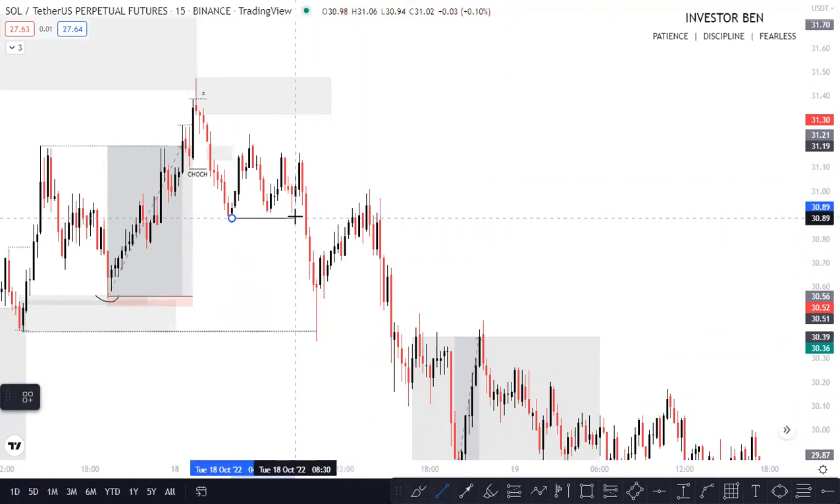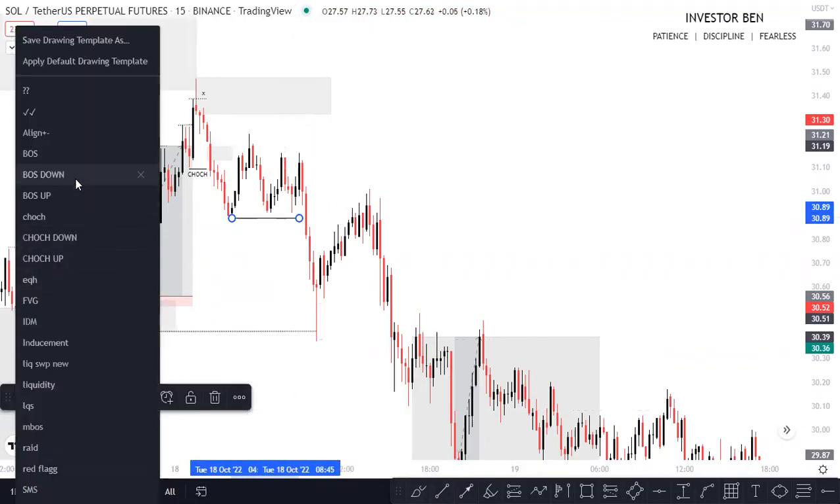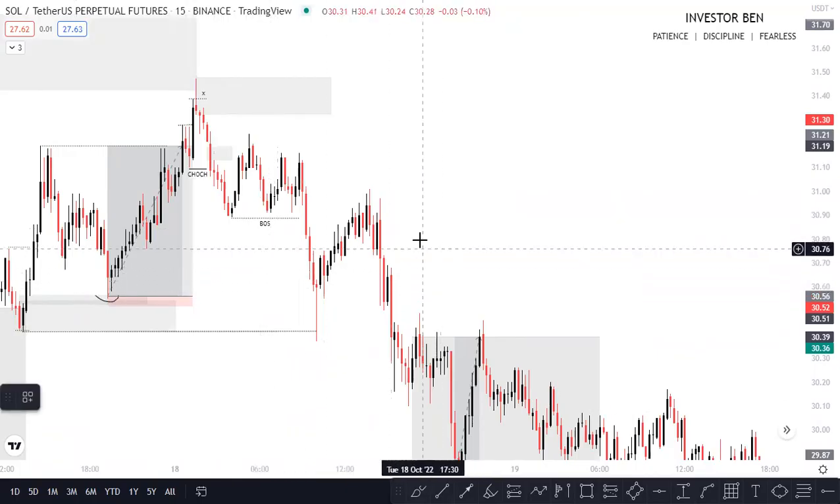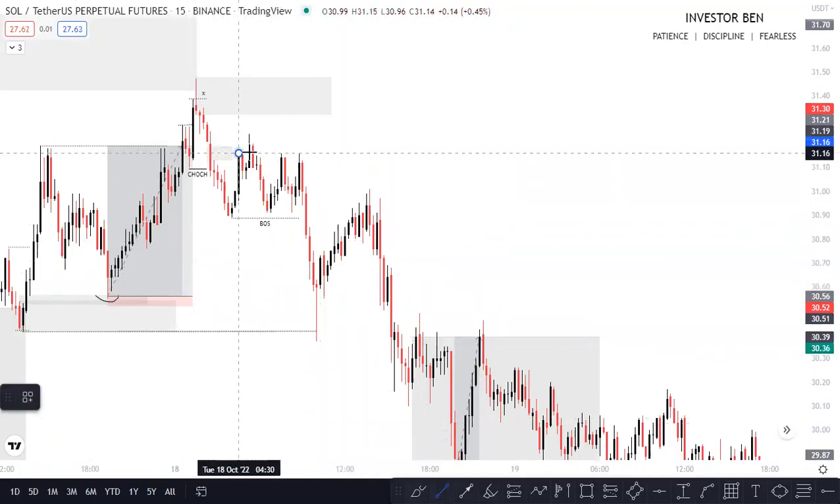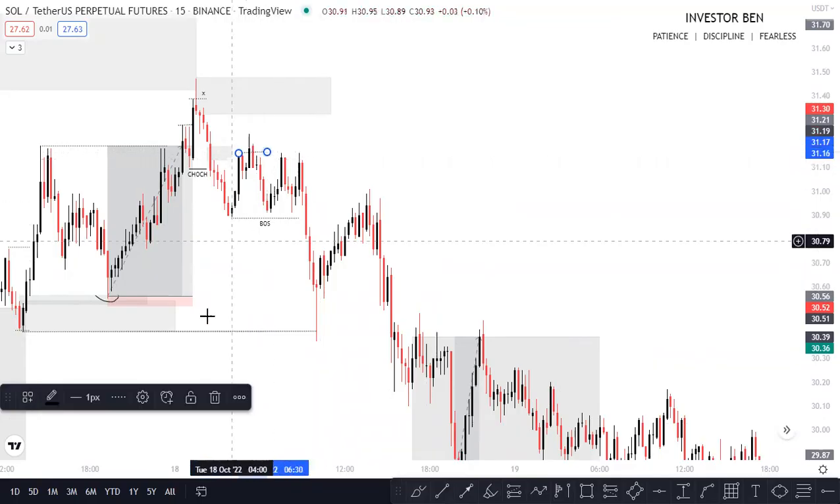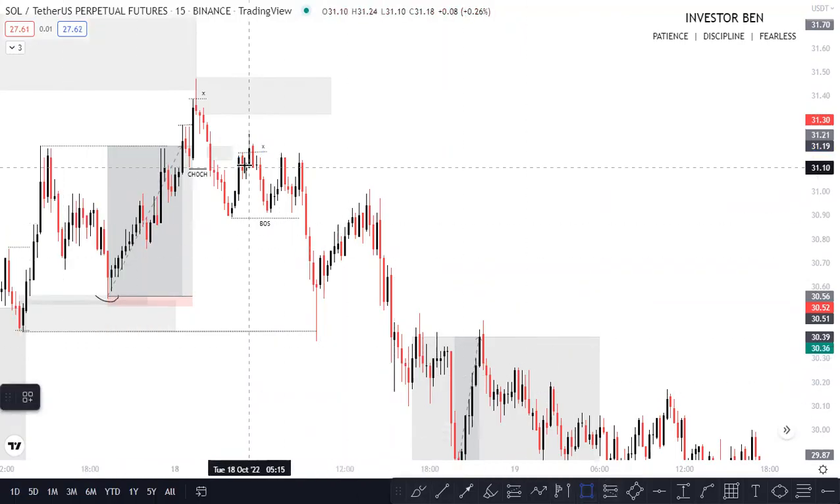So we broke structure again here, breaking market structure to the downside, right? We break structure here again, and here we clear liquidity from this candlestick, and that makes this one a valid order block, right?